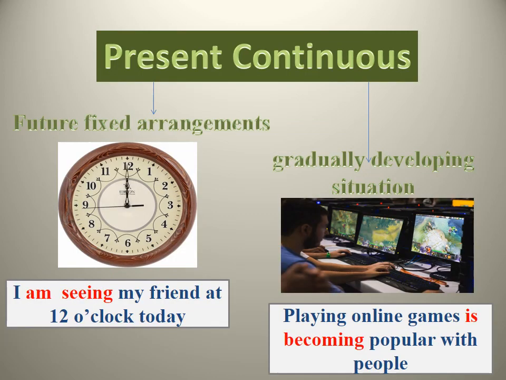We use present continuous when we talk about future fixed arrangements. For example, I'm seeing my friend at 12 o'clock today. And we use present continuous when we talk about a gradually developing situation. For example, playing online games is becoming popular with people.